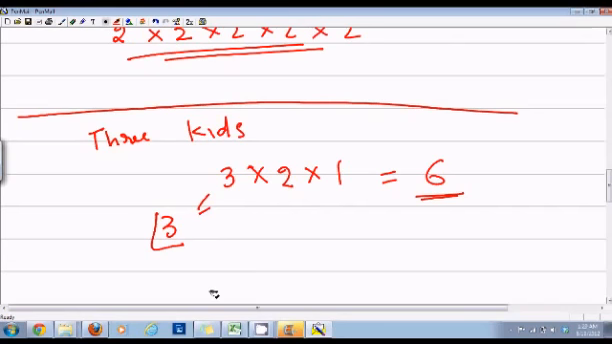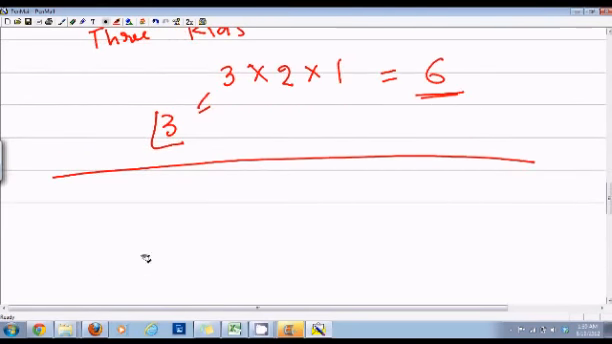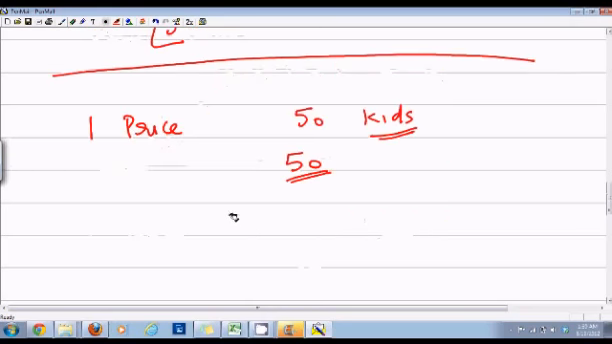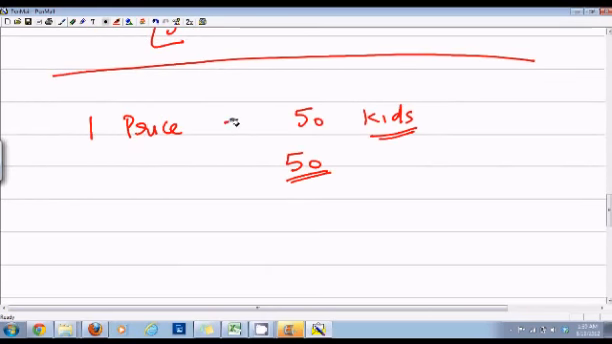So now let's take another example. For example, I have one prize and I want to give it to one of the 50 kids. So what are the options? My options will be 50. So I can give one prize to 50 kids in 50 different ways, because each kid will have one option, so it will be 50.